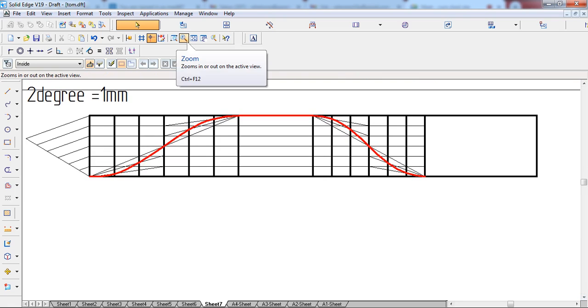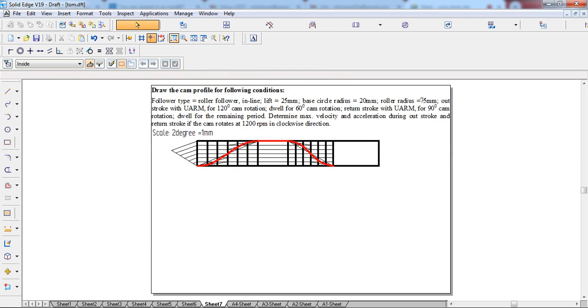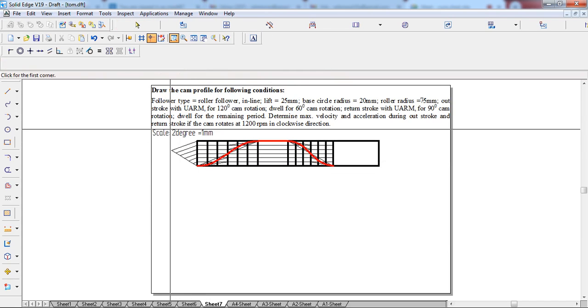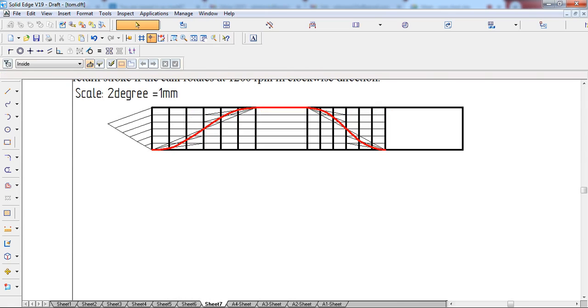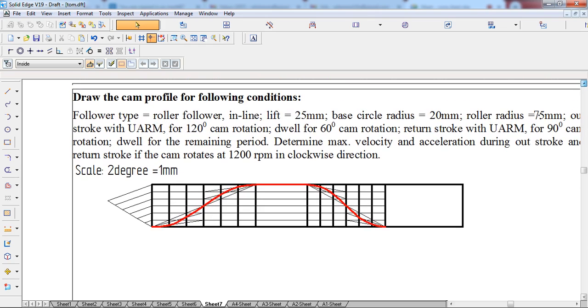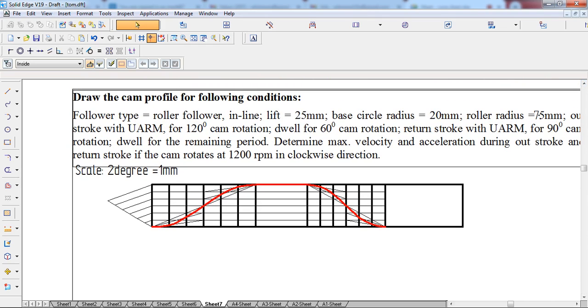Next I will draw the cam profile. So read the question, what is given. In the question it is given that the base circle is 20 mm and the roller radius is 7.5. So this roller radius you have to take extra.